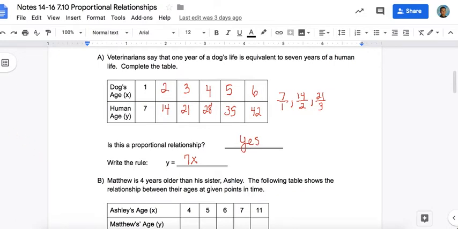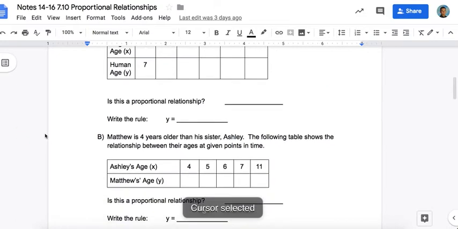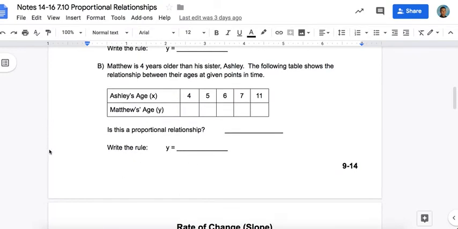Let's look at another real world example here. Matthew is 4 years older than his sister, Ashley. The following table shows the relationship between their ages at given points in time. So when Ashley is 4, if Matthew's 4 years older, then he would be what? Good, 8. When Ashley is 5, Matthew would be 9. And then 4 more than 6 would be 10. And 4 more than 7 would be 11. And 4 more would be 15.